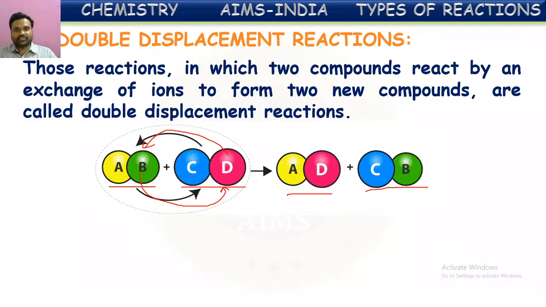This type of reaction is called a double displacement reaction, and these are also called double decomposition reactions, because first AB is decomposing and CD is also decomposing, and they are forming new compounds. So these are also called double decomposition reactions or double displacement reactions.